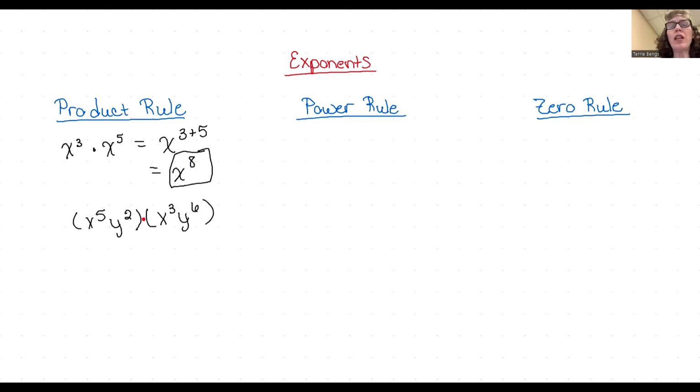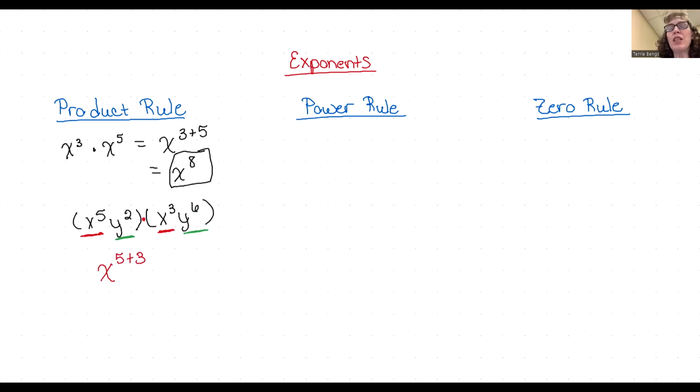So let's underline here. We have an x to the fifth, and we also have an x to the third. And then we have a y to the 2 and a y to the 6. So we need to make sure that we're keeping our variables together, okay? So let's look at those x's. We have an x to the 5 and an x to the 3. So we're just going to add those exponents. So it would be 5 plus 3.